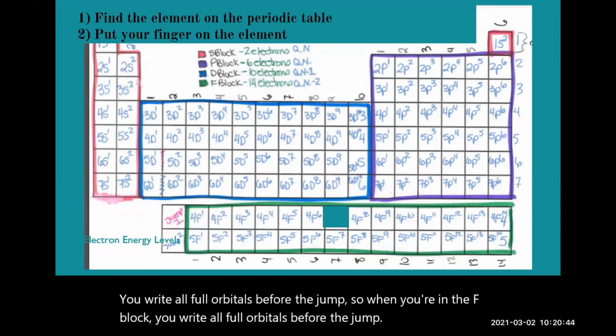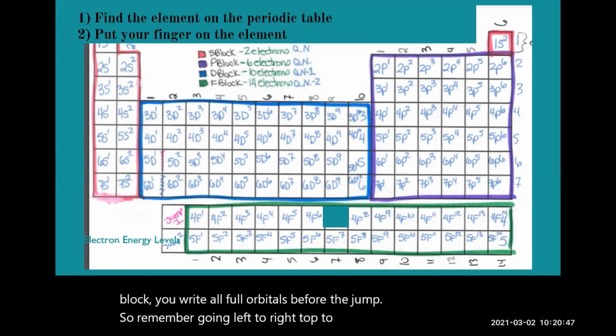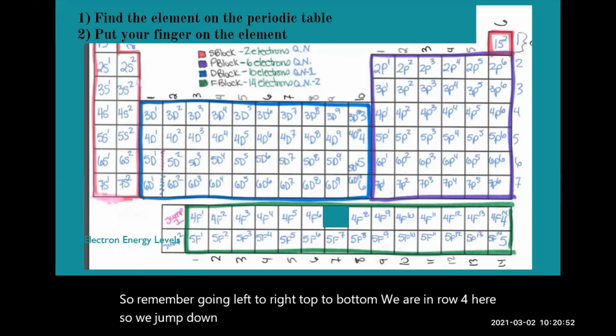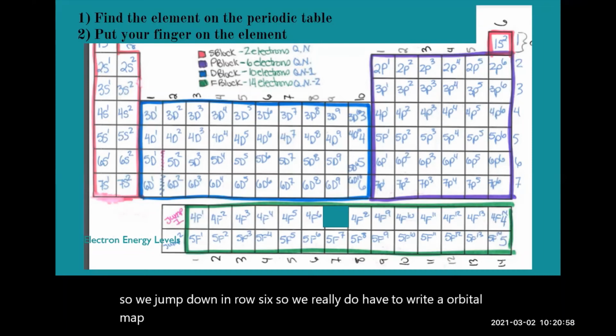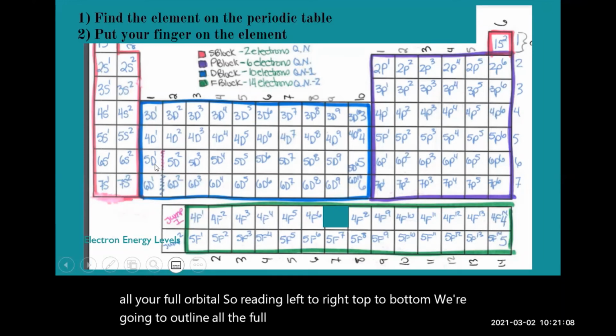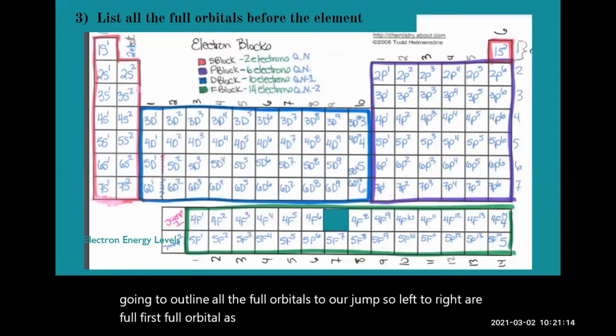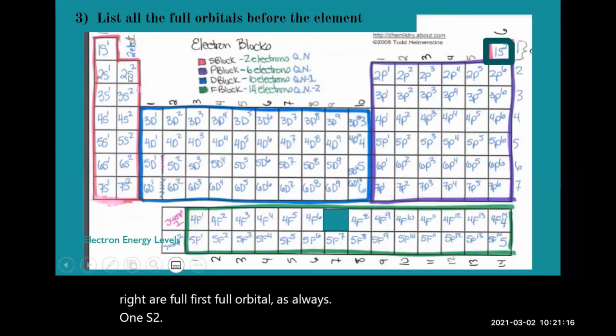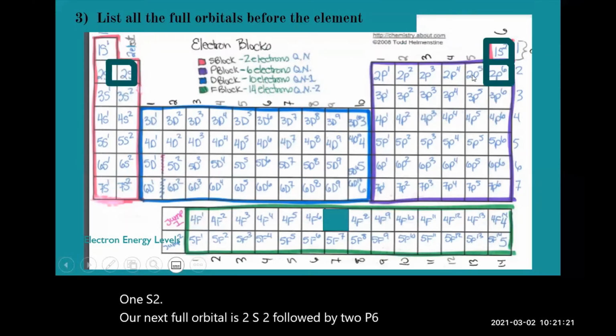Remember, going left to right, top to bottom, we are in row 4 here. So we jump down in row 6. So we really do have to write an orbital map with 6 rows going down. And we're going to organize it with all your full orbitals. Reading left to right, top to bottom, we're going to outline all the full orbitals to our jump. Left to right, our first full orbital is always 1s2. Our next full orbital is 2s2 followed by 2p6 because it's the 2 on this row.